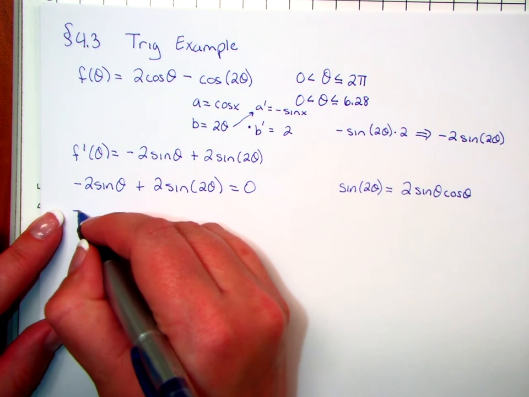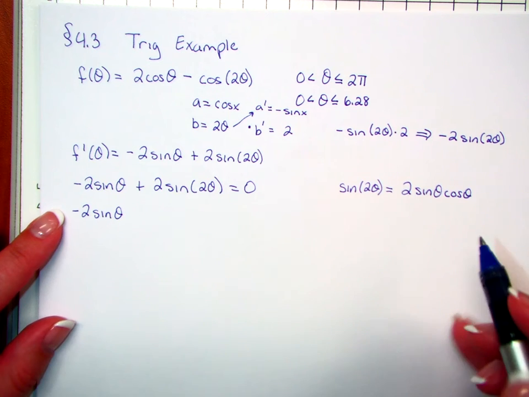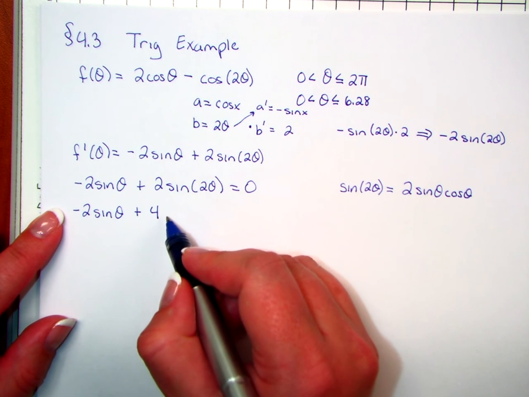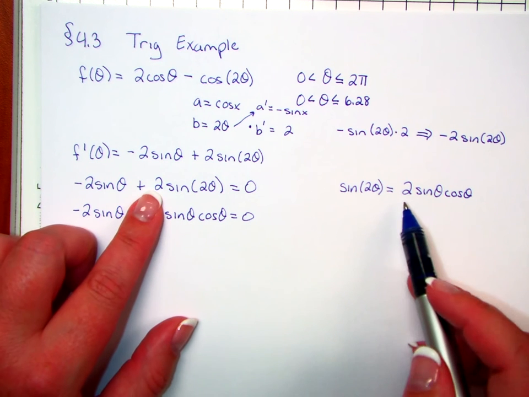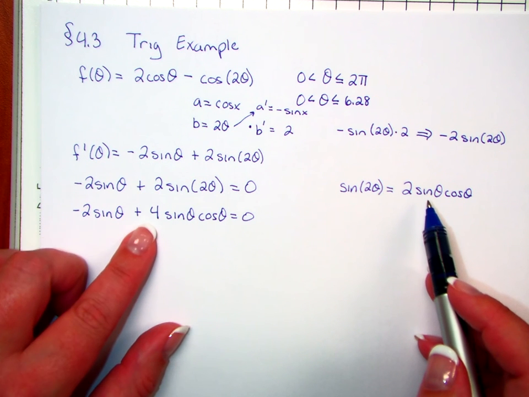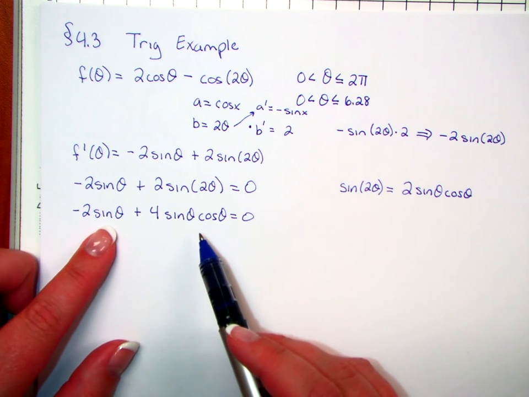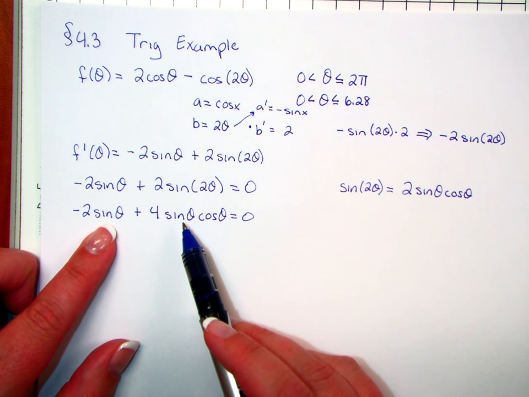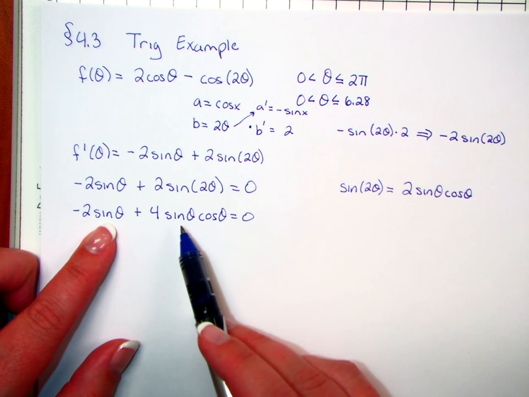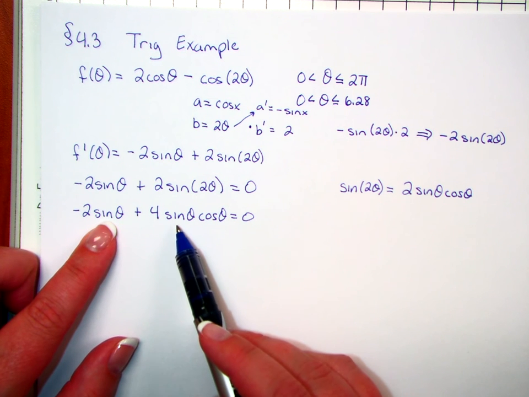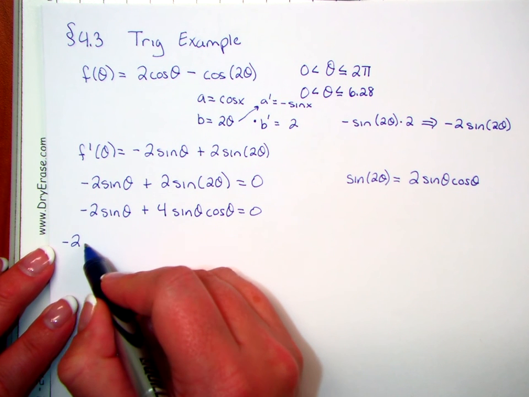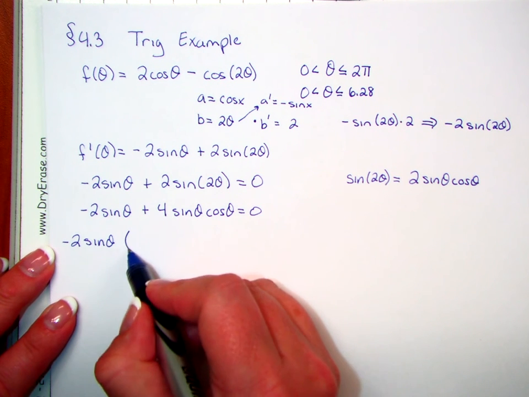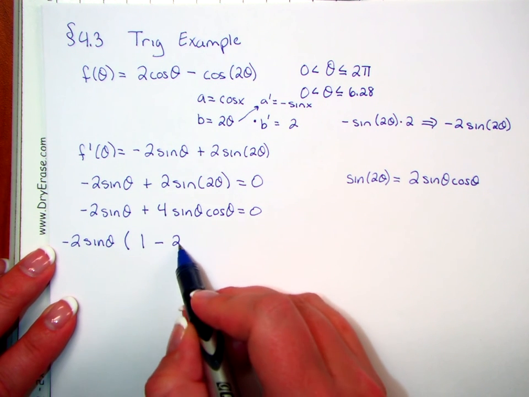So now I have the equation negative 2 sine theta plus 4 sine theta cosine theta equals 0. Because we had a 2 here, and then times the 2 sine theta cosine theta becomes 4. This is good, because now we have like terms that we can factor out. Everything has a single angle in there. So in order to solve this, I want to factor it. We could take a sine theta out of both terms. We could also take a negative 2, so that's what I'm going to factor out. So if I factor out negative 2 sine theta, I'm left with 1 minus 2 cosine theta.